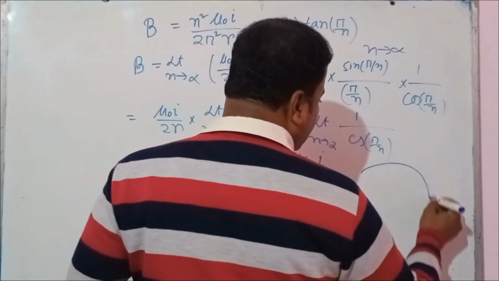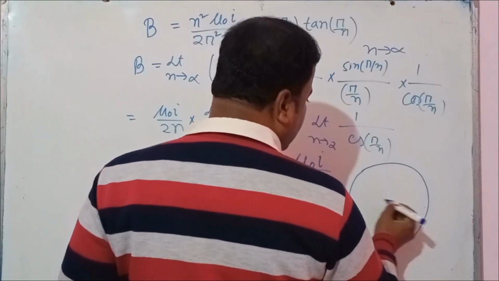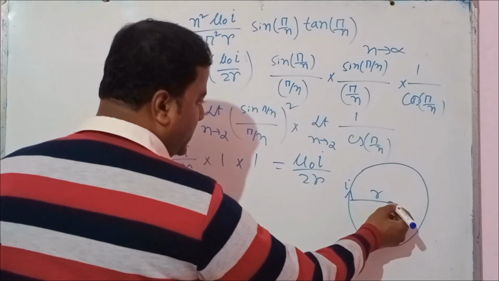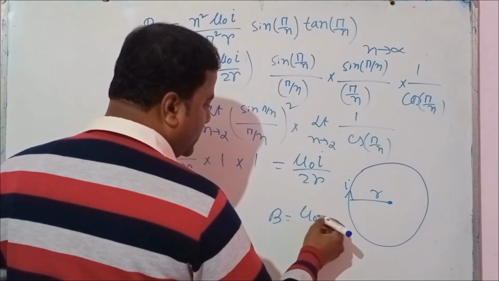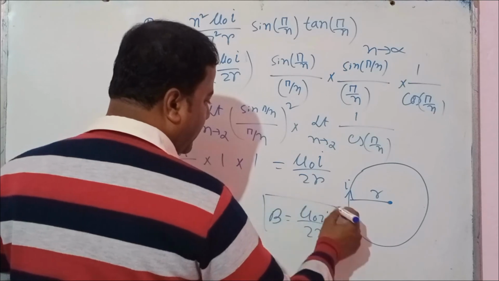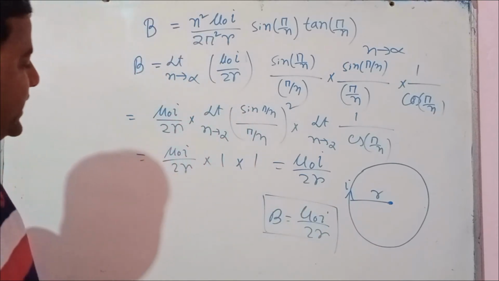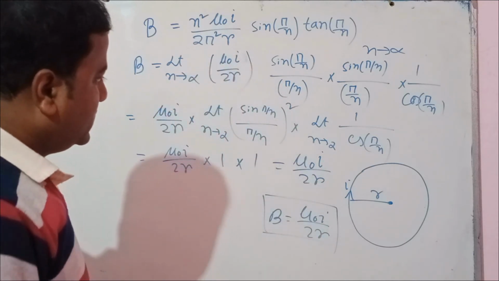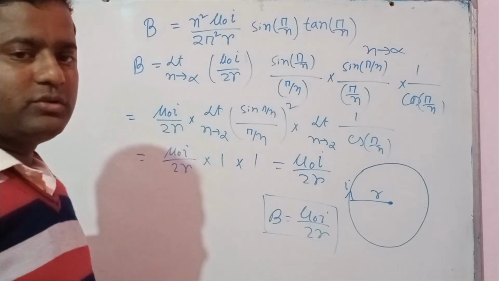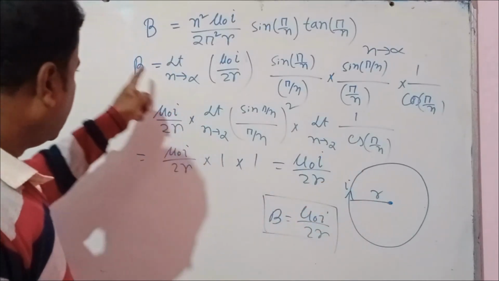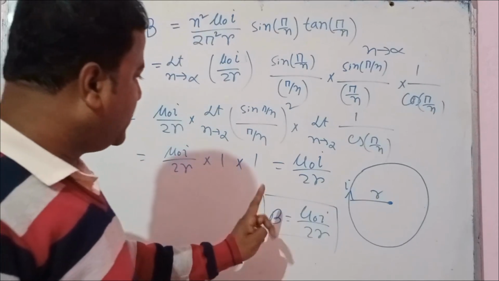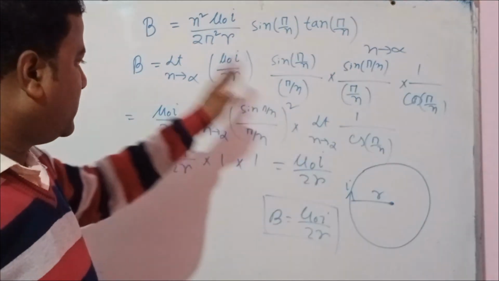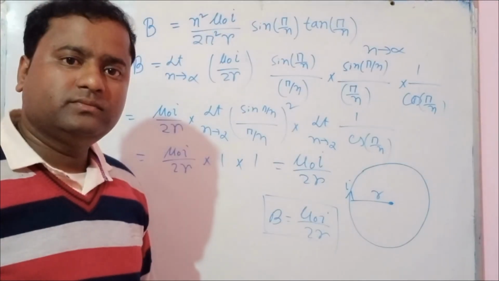We know if we have a circular coil carrying a current I having radius r, then the magnetic field at the center B equals mu naught I upon 2r. Here we see that when the number of sides tends to infinity, then the polygon tends to a circle. This is converted into a circle, and therefore the total magnetic field in this case at the center will be B equals mu naught I upon 2r. Okay, this is our today's problem solution. Okay, bye.